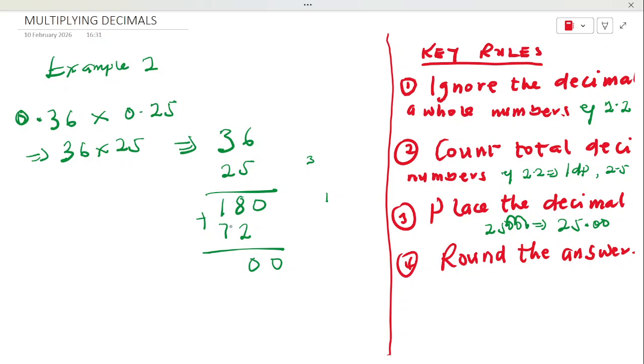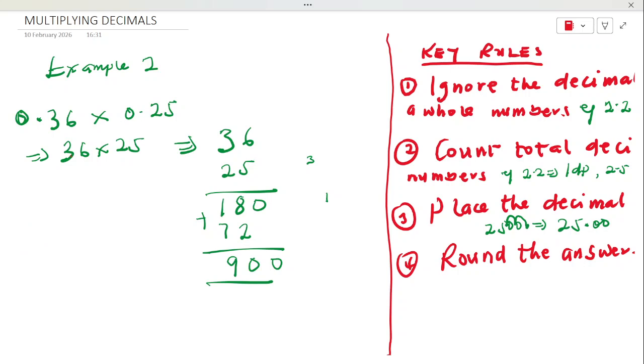1, then you put that 1 on top here. 1 plus 7 is 8 plus 1, making what? 9. So we have 900 as our answer. So after getting your product, you count the number of decimal places.